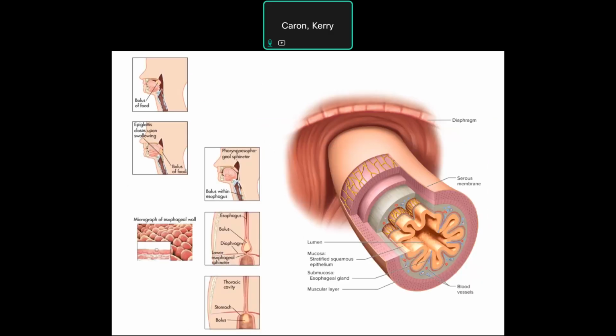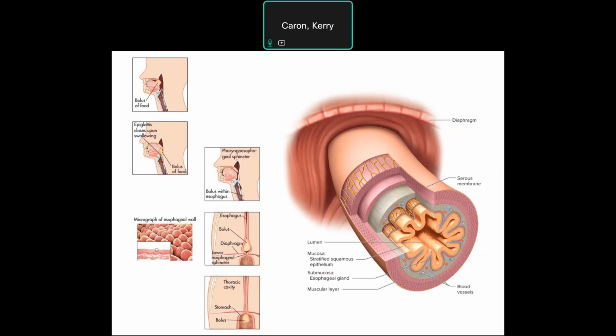This is a cross section of the esophagus. As we said before, food becomes bolus, right? We no longer call it food anymore. The epiglottis closes, the food goes down to the esophagus. We have that pharyngoesophageal sphincter at the top. And then we have peristalsis squeezing down the esophagus, and that bolus goes through the diaphragm to the lower esophageal sphincter. Okay. And then the bolus can enter the stomach.